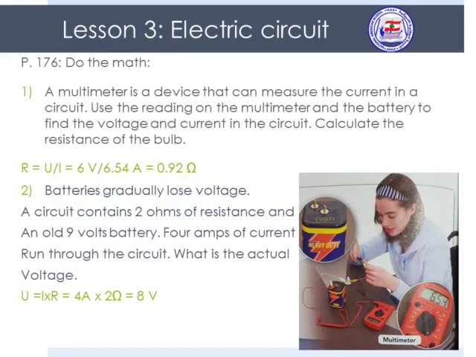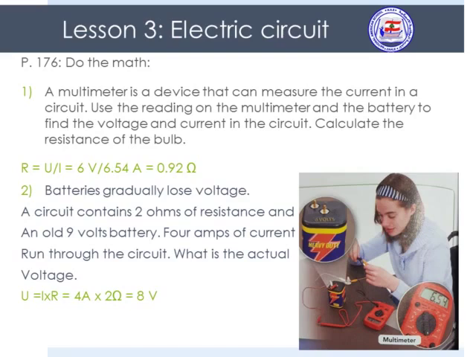Let's solve page 176, part 1. A multimeter is a device that can measure the current in a circuit. It's the red device that you can see in front of you. We use it to measure the current. Use the reading on the multimeter and the battery to find the voltage and current in the circuit. As you can see, on the multimeter we can read 6.54 amperes, which is the current, and on the battery we can read 6 volts, which is the voltage.